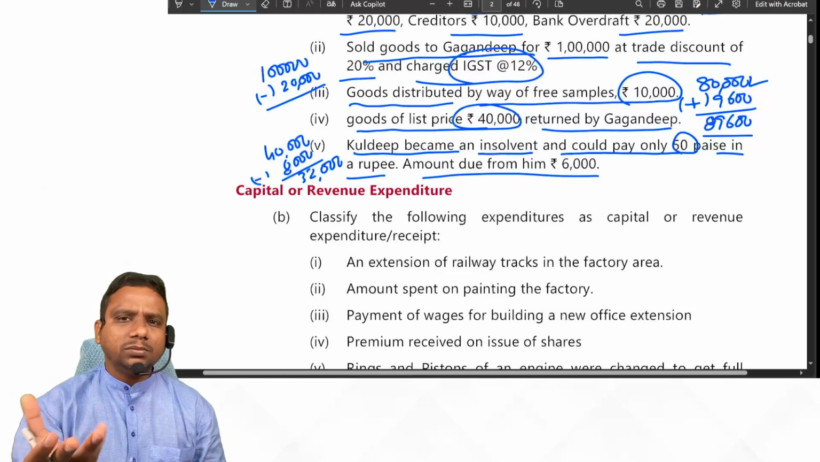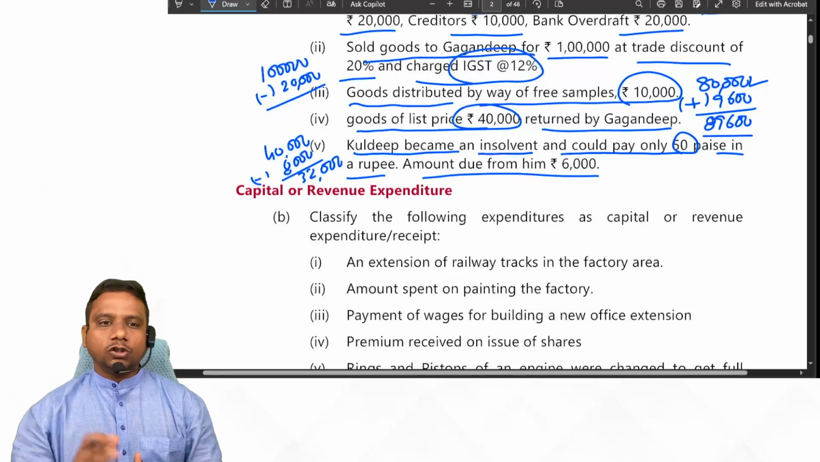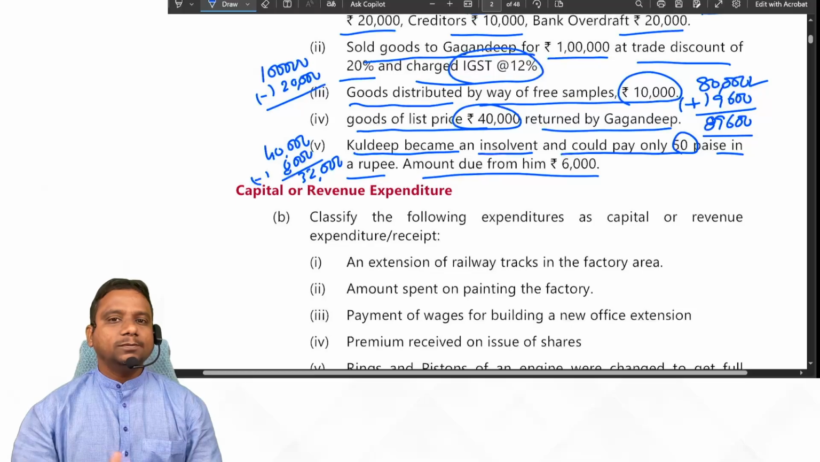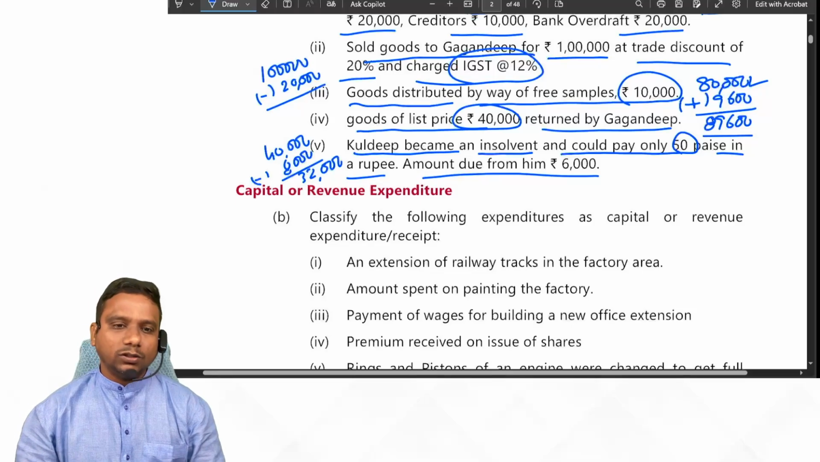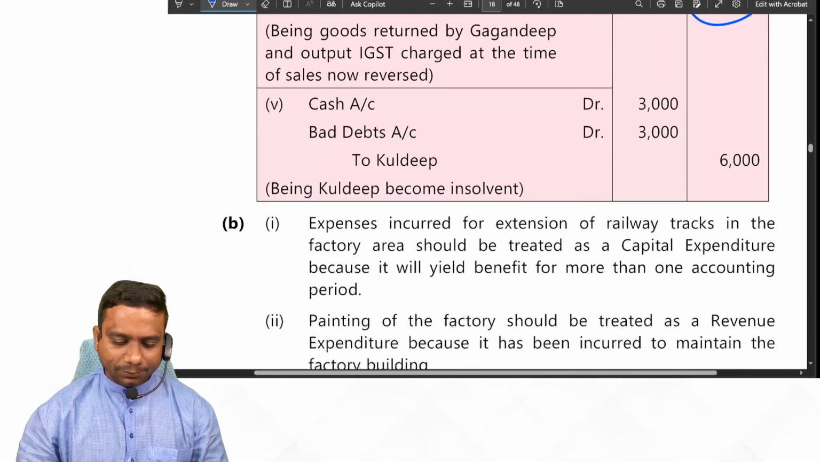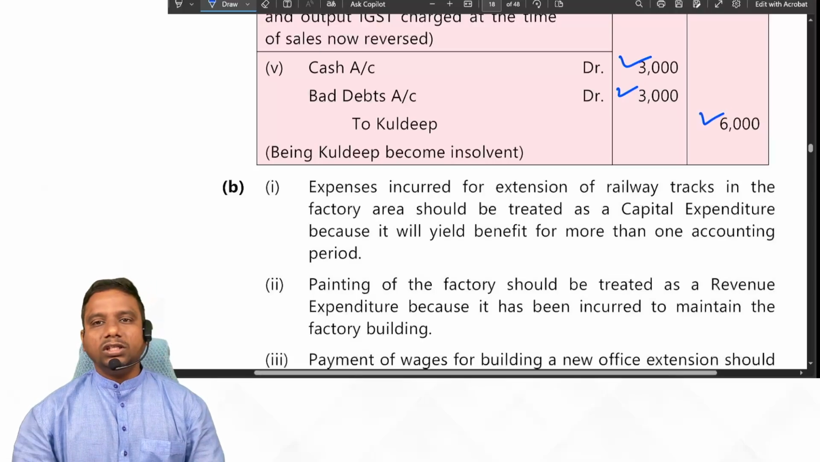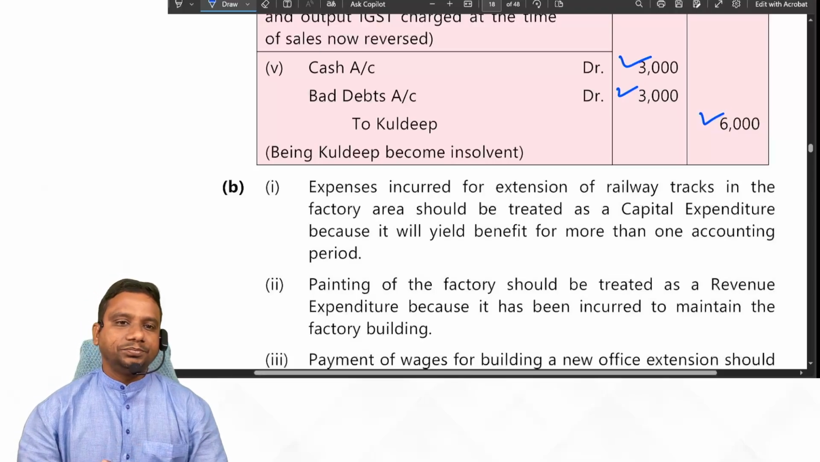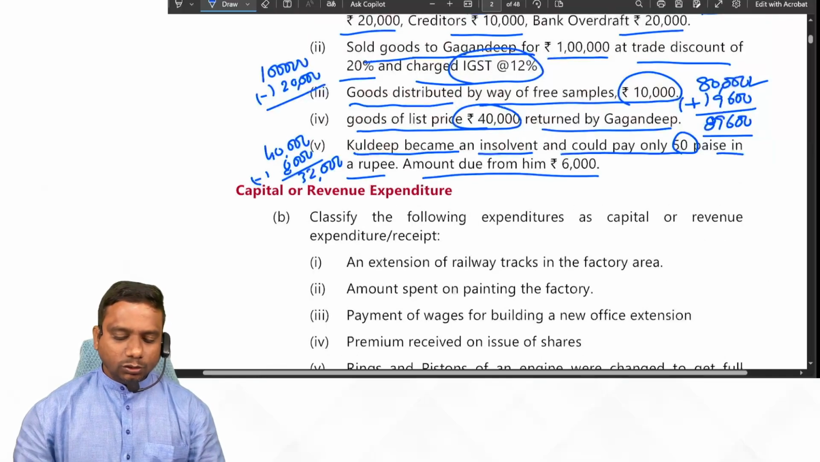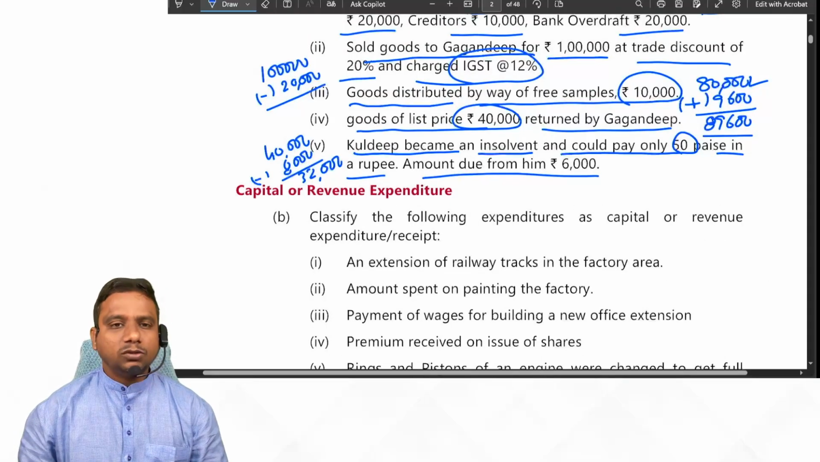The remaining amount becomes bad debt because he became insolvent. So bad debts account debit 3,000, to Kuldeep account 6,000. So that is the entry we record. Look: cash account debit, bad debts account debit, to Kuldeep account 6,000. Is it clear, students? Yes. So this is the concept of journal entries.